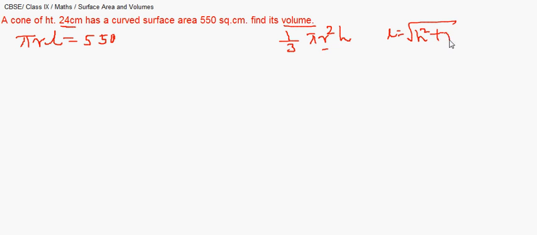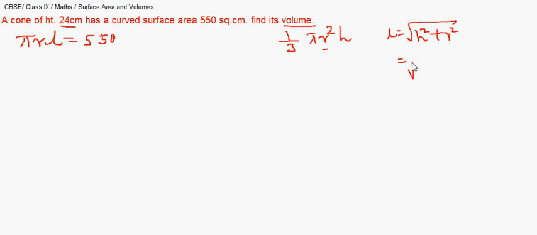The curved surface area of a cone is given by pi r L. So pi r L is given as 550. The formula of our volume is 1 by 3 pi r square h. Though we have the height, we need to calculate r, so we are using this information to calculate r. Now we don't have L as well. L can be calculated as the square root of h square plus r square. Again, we don't have the r.